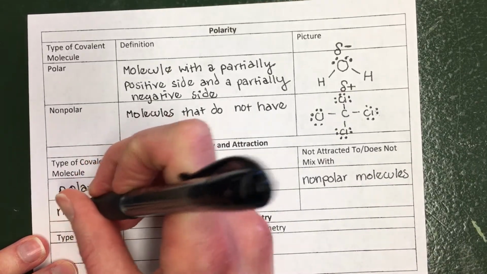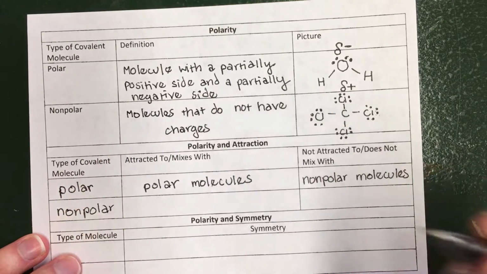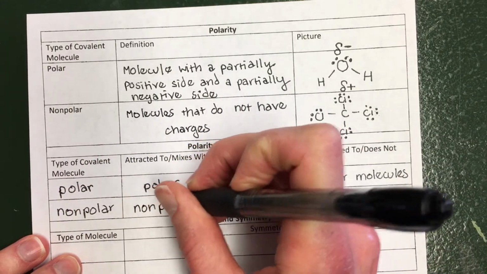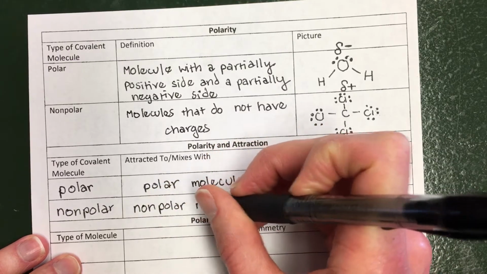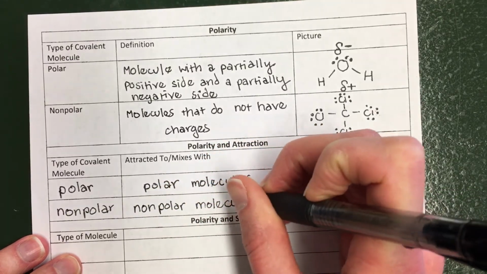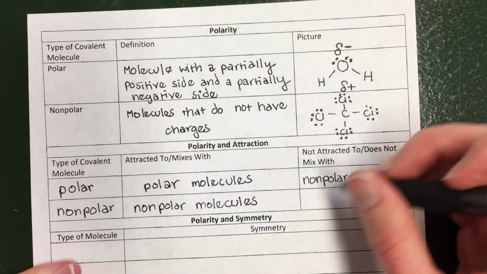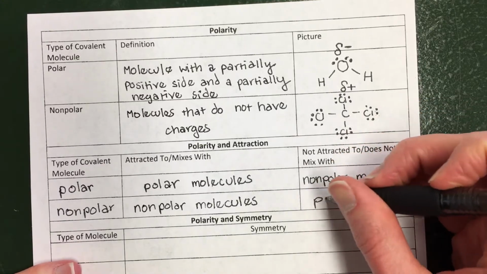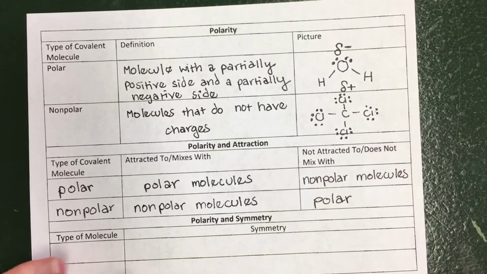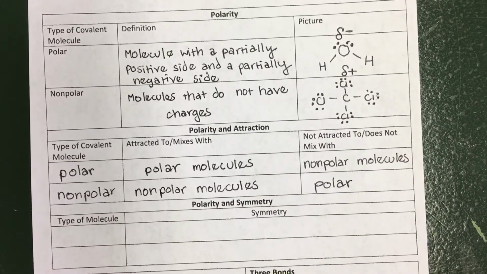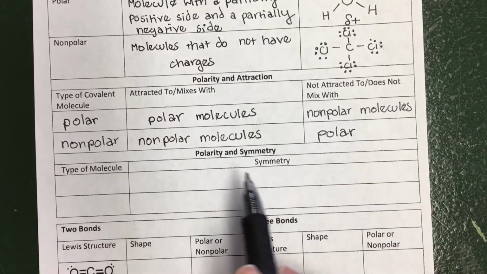Now, if we're talking about nonpolar molecules, they will mix with other nonpolar molecules. So, for example, nonpolar oil, and all oils are nonpolar. So, oil will mix with something else that's nonpolar, like butter or shortening. But oil will not mix with anything that's polar. So, like water or alcohol. It doesn't mix with alcohol really well either. Okay. So that's important to know.